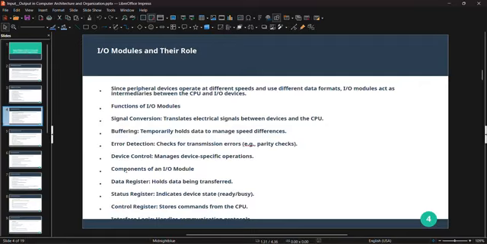The data register holds data being transferred, and the status register indicates the device state. For example, if you connect a device to your computer, let's say a mouse, you receive some kind of notification or prompt that the device has been connected. Should there be an error in your device or in connecting your device, you will also receive an error message. The status register is responsible for that. Control registers store commands from the CPU. So that's all for the modules and their roles.